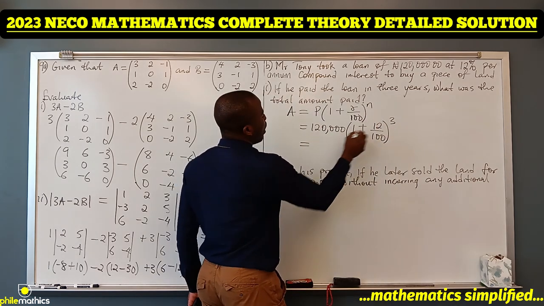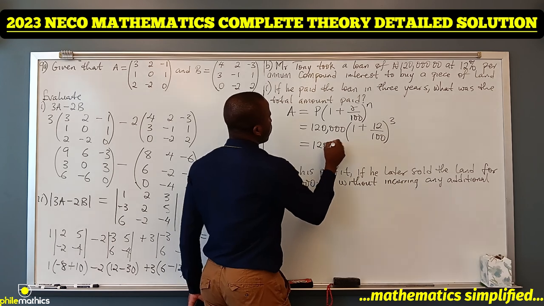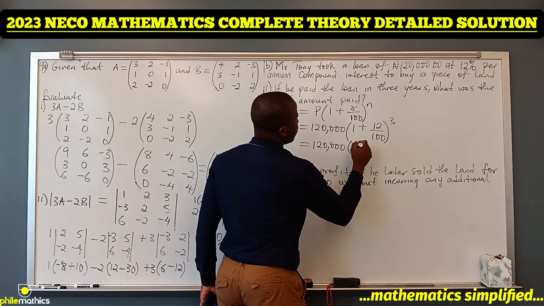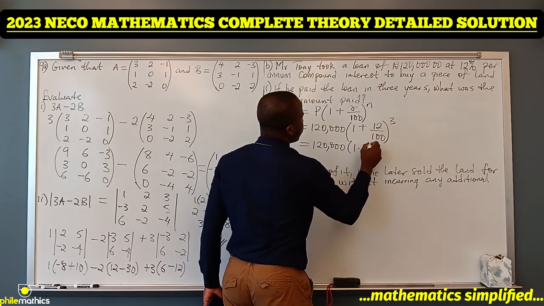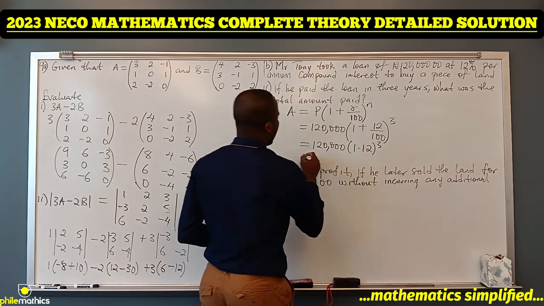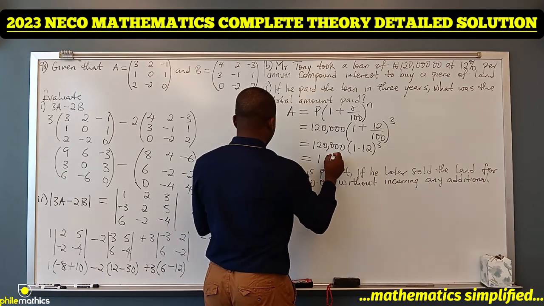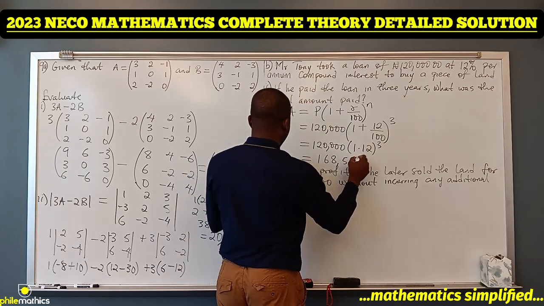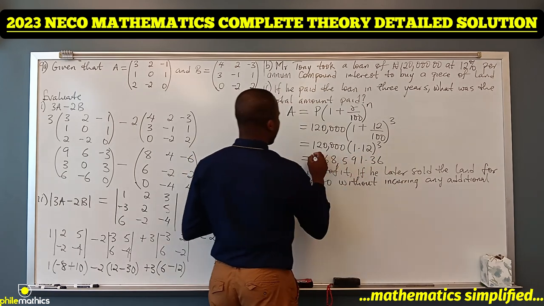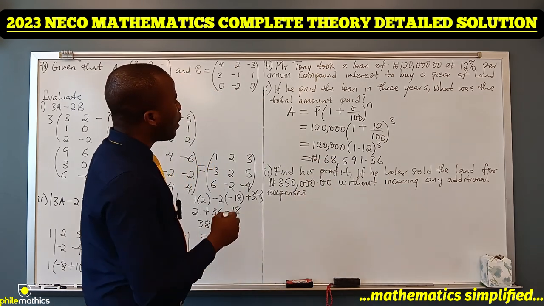And if we add this, this will be 120,000. 1 plus this is 1.12 to the power 3. And if we multiply this, we'll have 168,591.36 naira. So this is the amount he's going to pay back after 3 years.